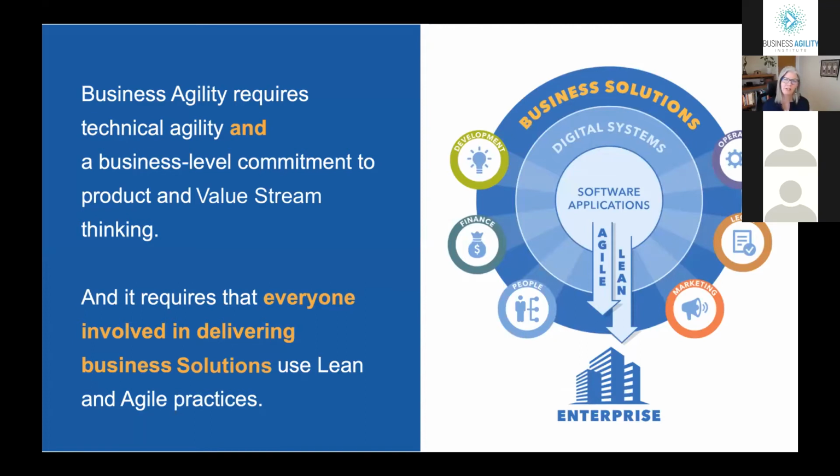It also requires that everybody involved in delivering those solutions use lean and agile practices. Because as this graphic indicates, many organizations now are driven by software applications. Hotels are. Nike has over 10,000 software developers in order to run its supply chain. And we've got to make sure that these other parts of the organization are also involved in that so that we don't have these organizational silos. Of course, I don't have to teach you this. This is the Business Agility Institute conference. You already know all this.